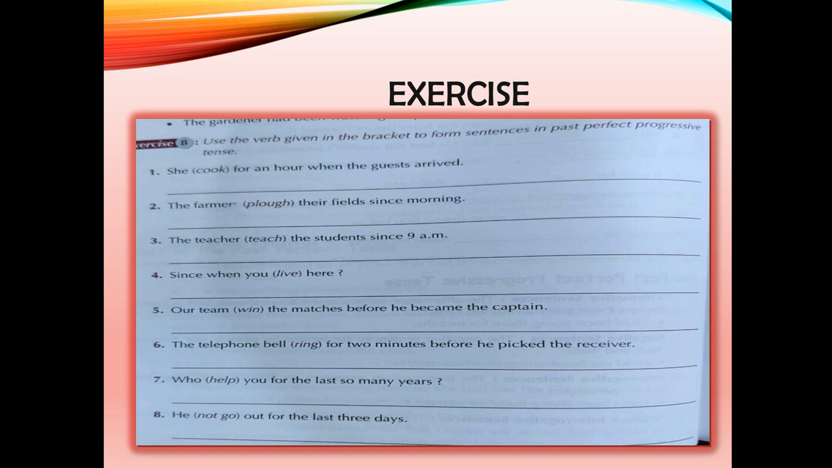Right? So, with this, we come to the end of past tense. All the 4 forms of past tense we have discussed. In the previous video, we discussed simple past tense and past progressive tense, and today we have discussed past perfect tense and past perfect progressive tense. Right, children?